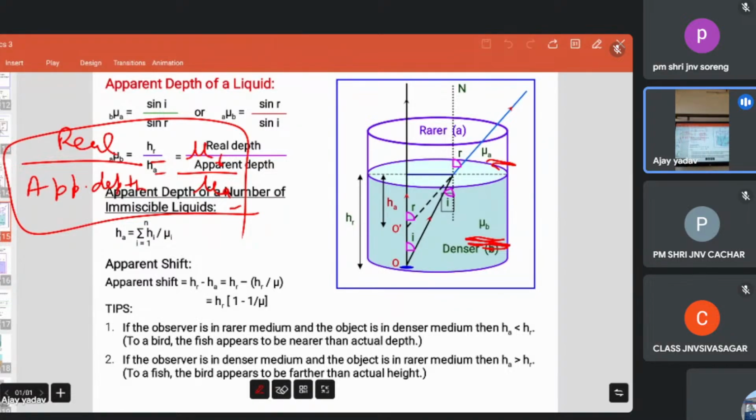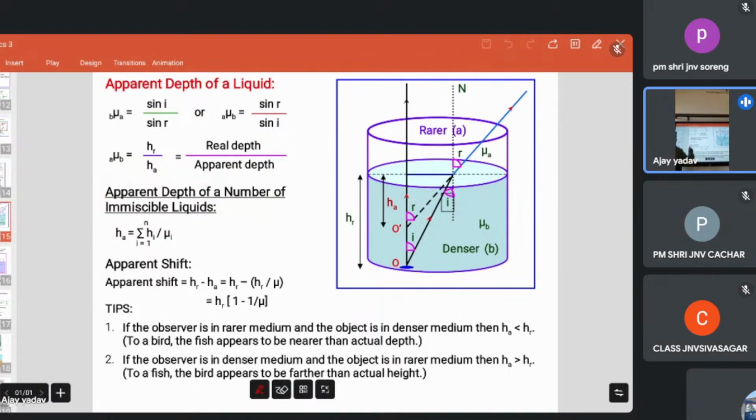Here the object can be present in any medium. It can be present in rarer medium, or it can be present in denser medium. So you have to remember that mu B is the refractive index of the medium from where light is coming, and mu A is the refractive index of the medium in which light is going, instead of rarer or denser. So this is the apparent depth.